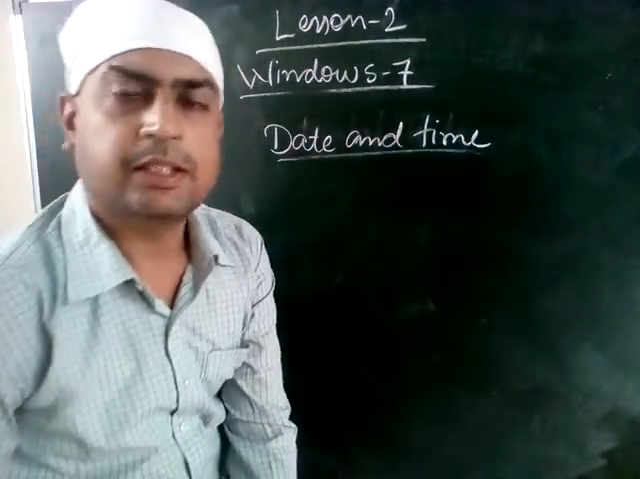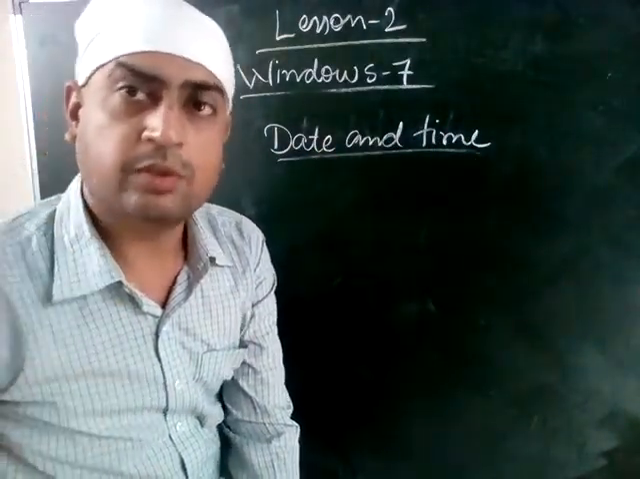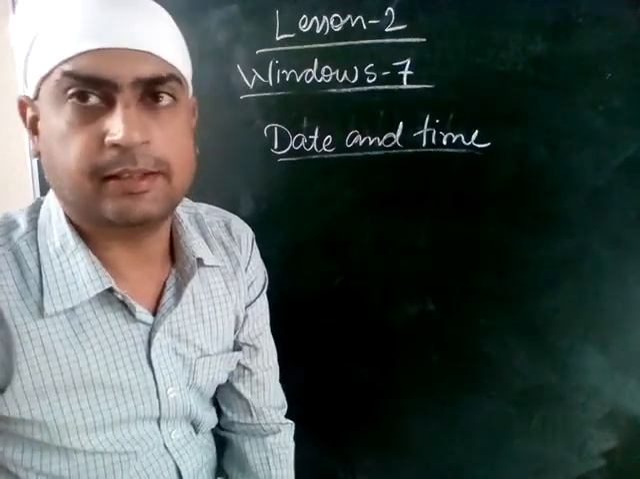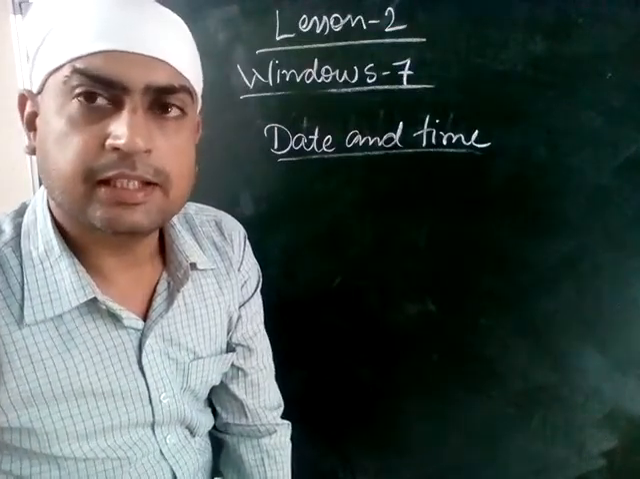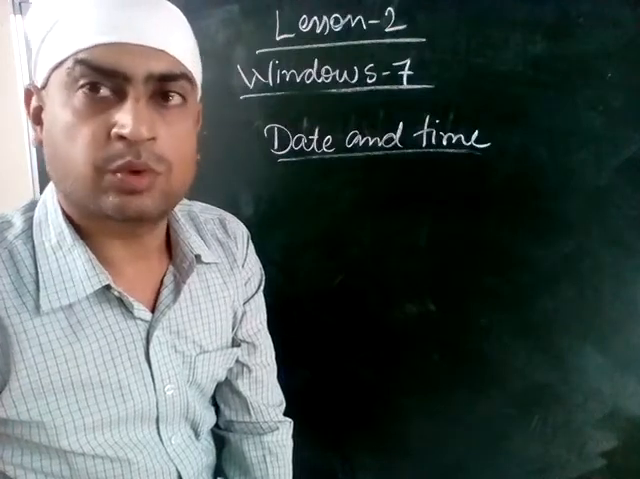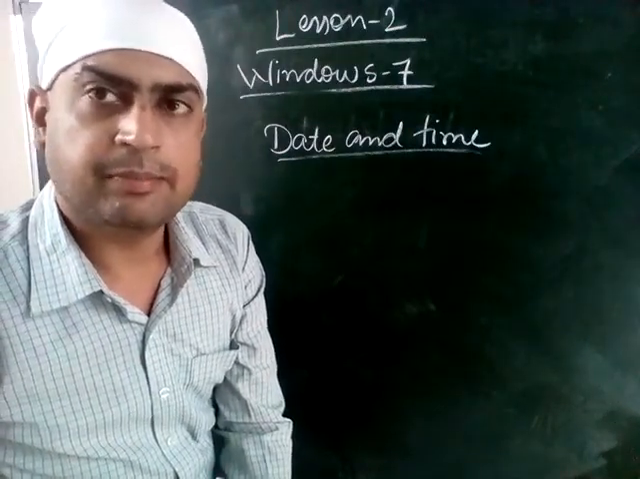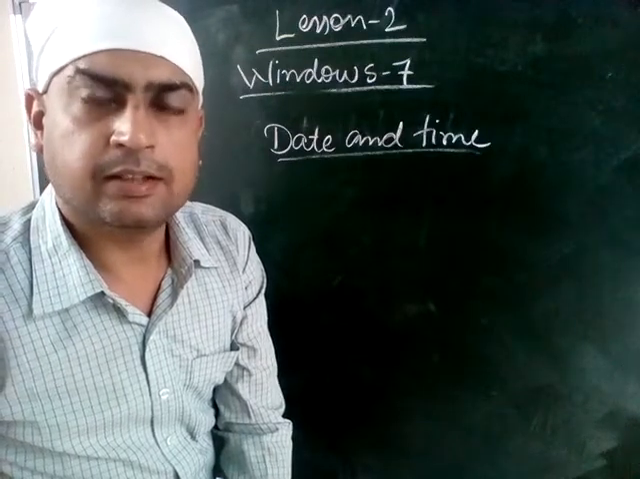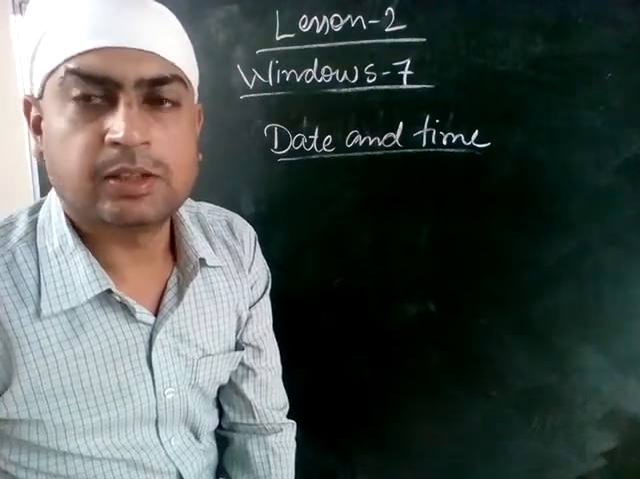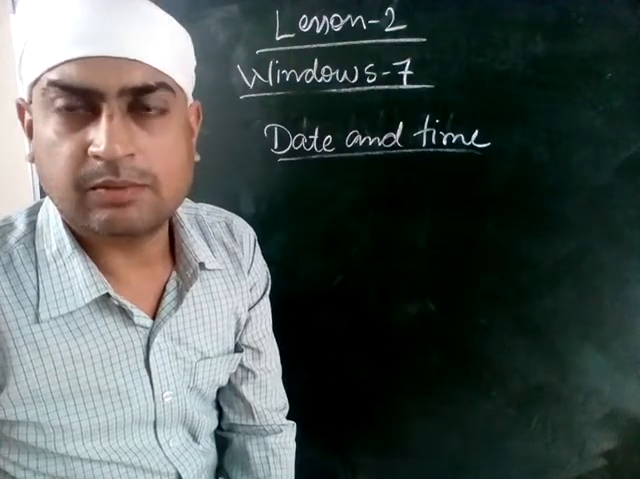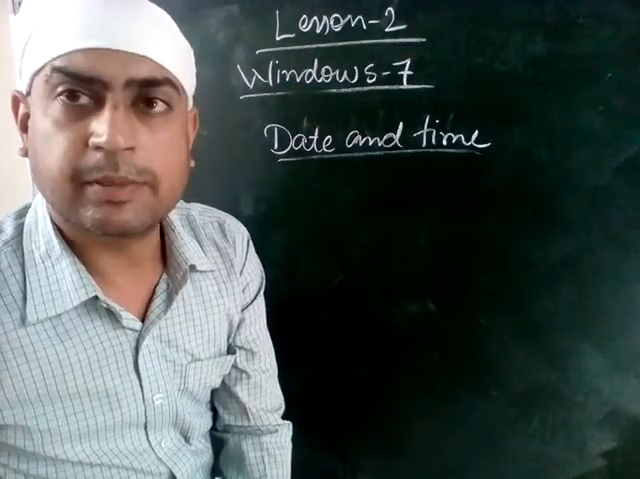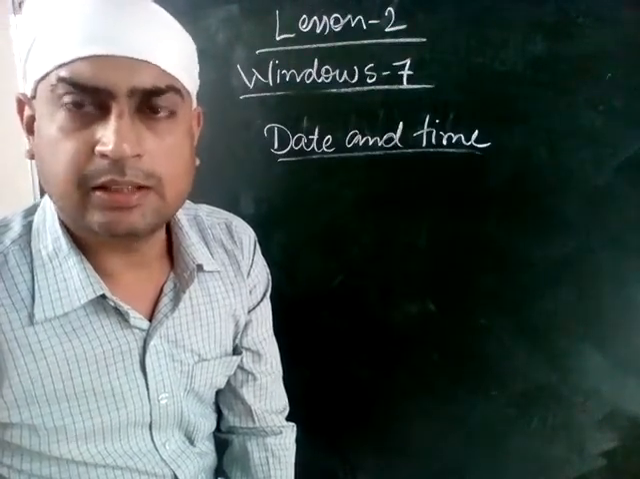Date and time is present at the downside of your computer, right hand side. We can change the date and time, we can change the time zone. What is time zone? We can see the American time, we can see the time in Thailand, we can see the time in India. So according to the time zone that we have selected, the time will be displayed to us. This is very simple.